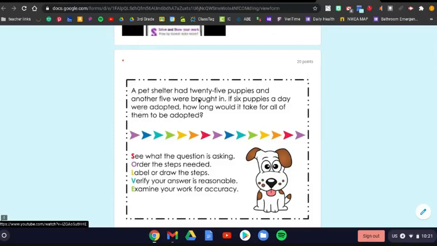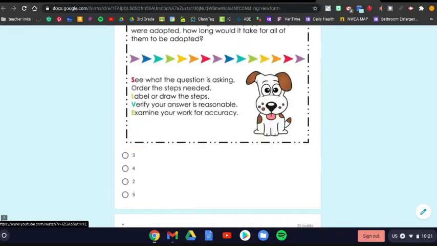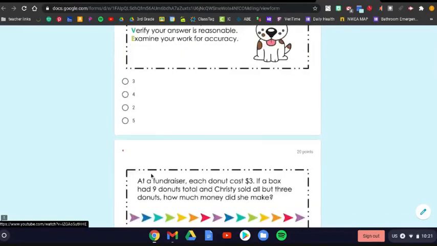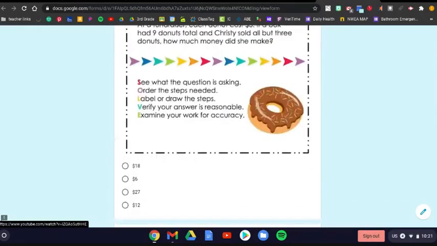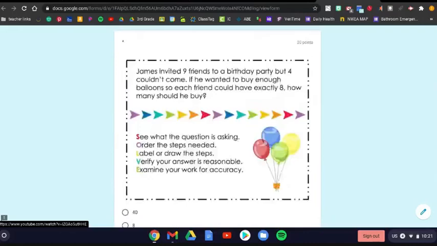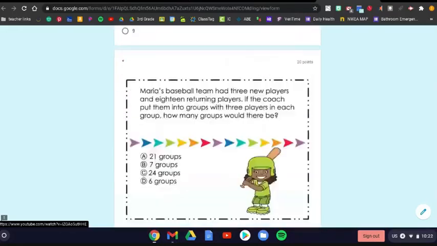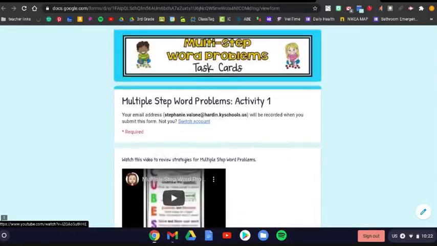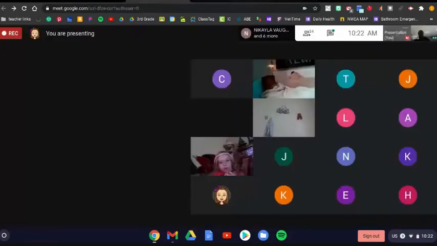A pet shelter had 25 puppies and 5 more came in. If 6 puppies were adopted, how long would it take for them to be adopted? How many days? 3, 4, 2, or 5? This is going to take you a few minutes, so please take your time. There's, I think, 5 of them for you to answer. Take your time, use scrap paper, take care of you. You've got this. Okay?